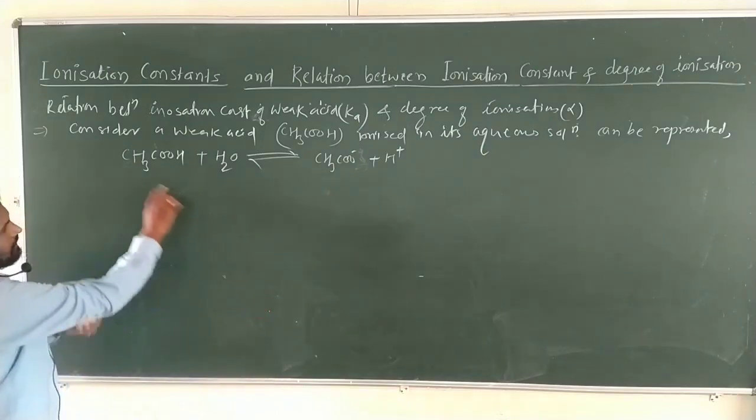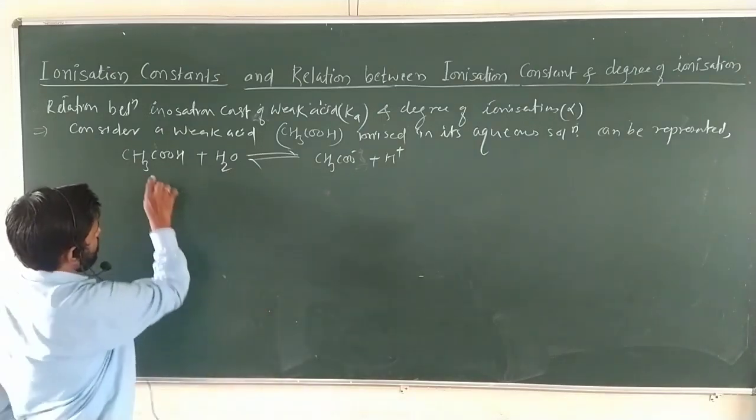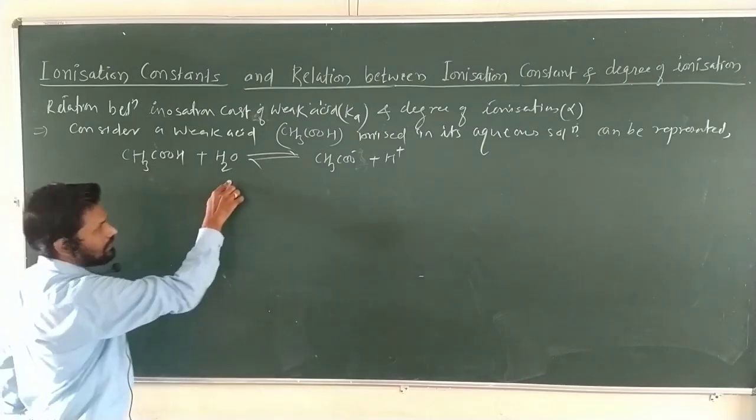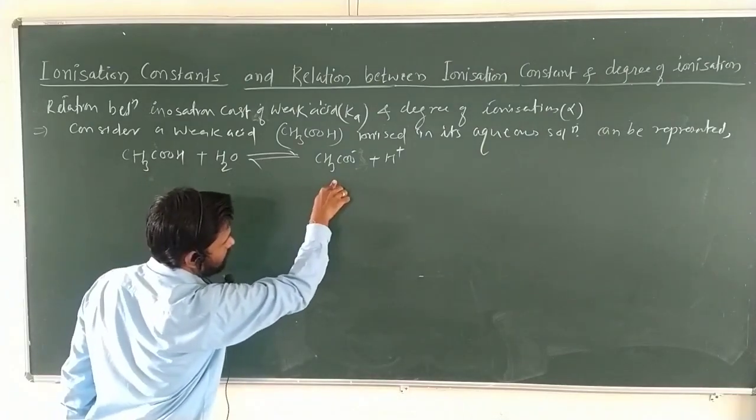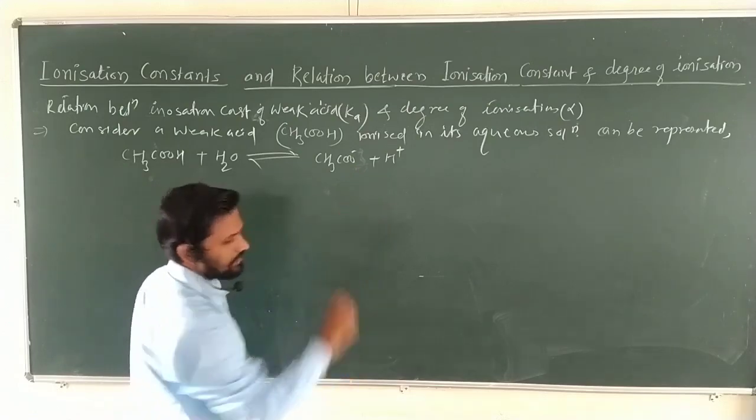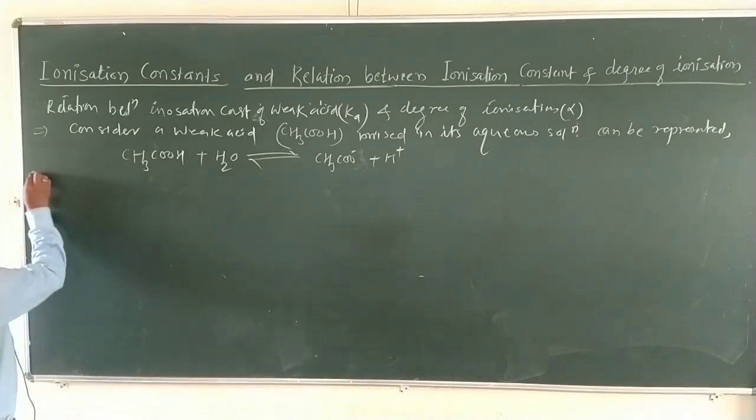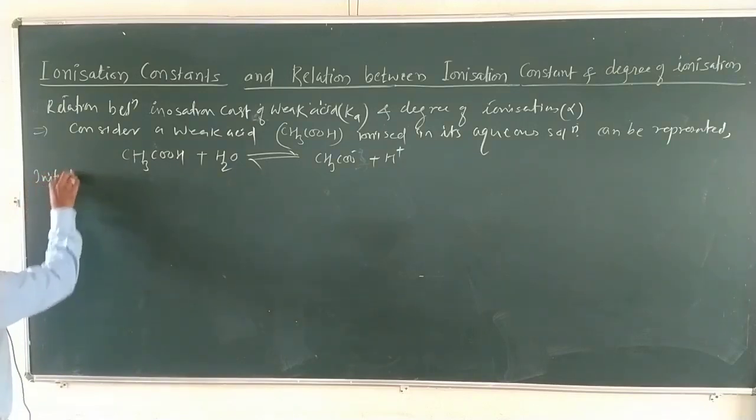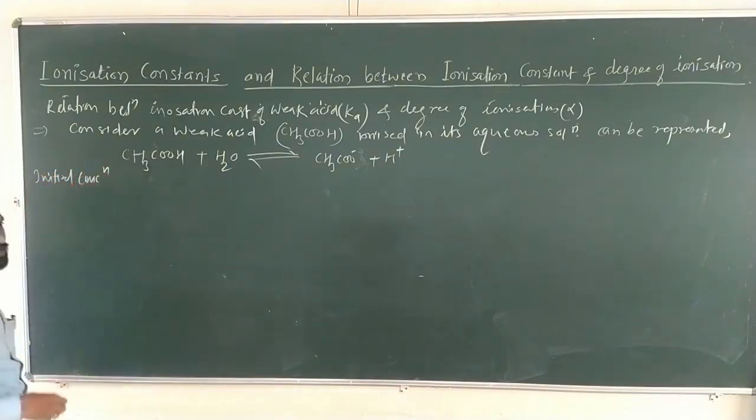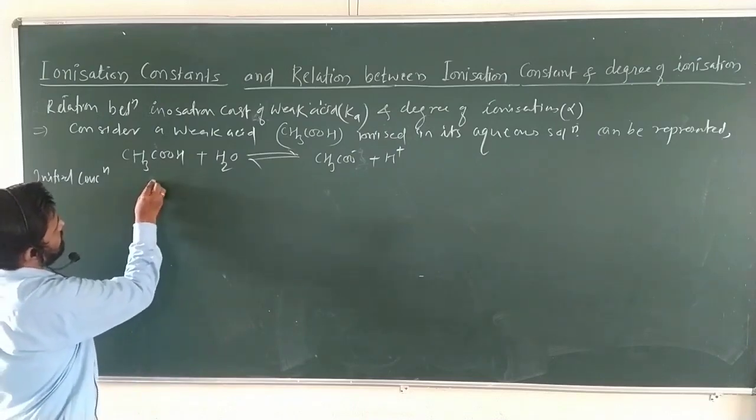Likewise, acetic acid is a weak acid. In its aqueous medium, CH3COOH forms CH3COO negative plus H plus as a positive. Now, what is the initial concentration? Let me consider the initial concentration. Initially, it is taken as C.